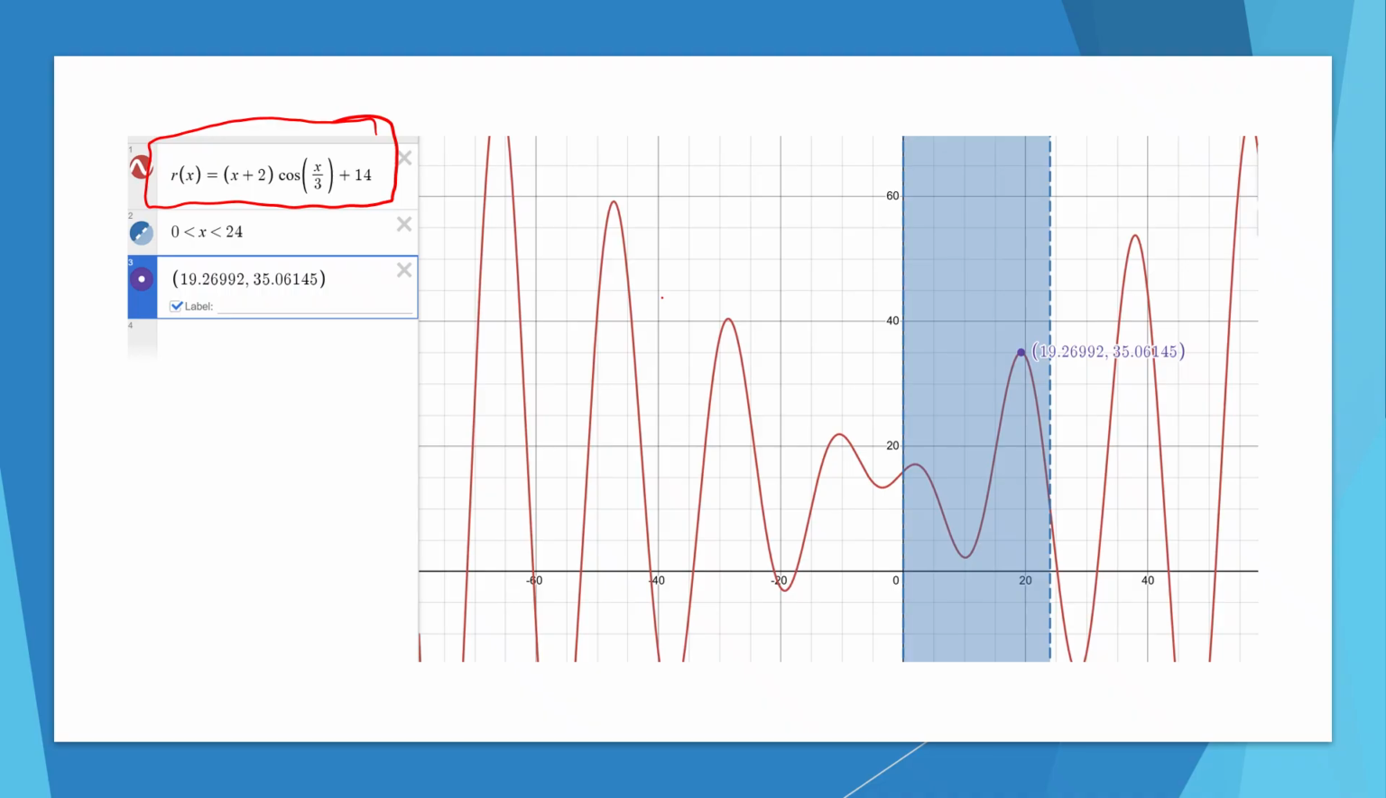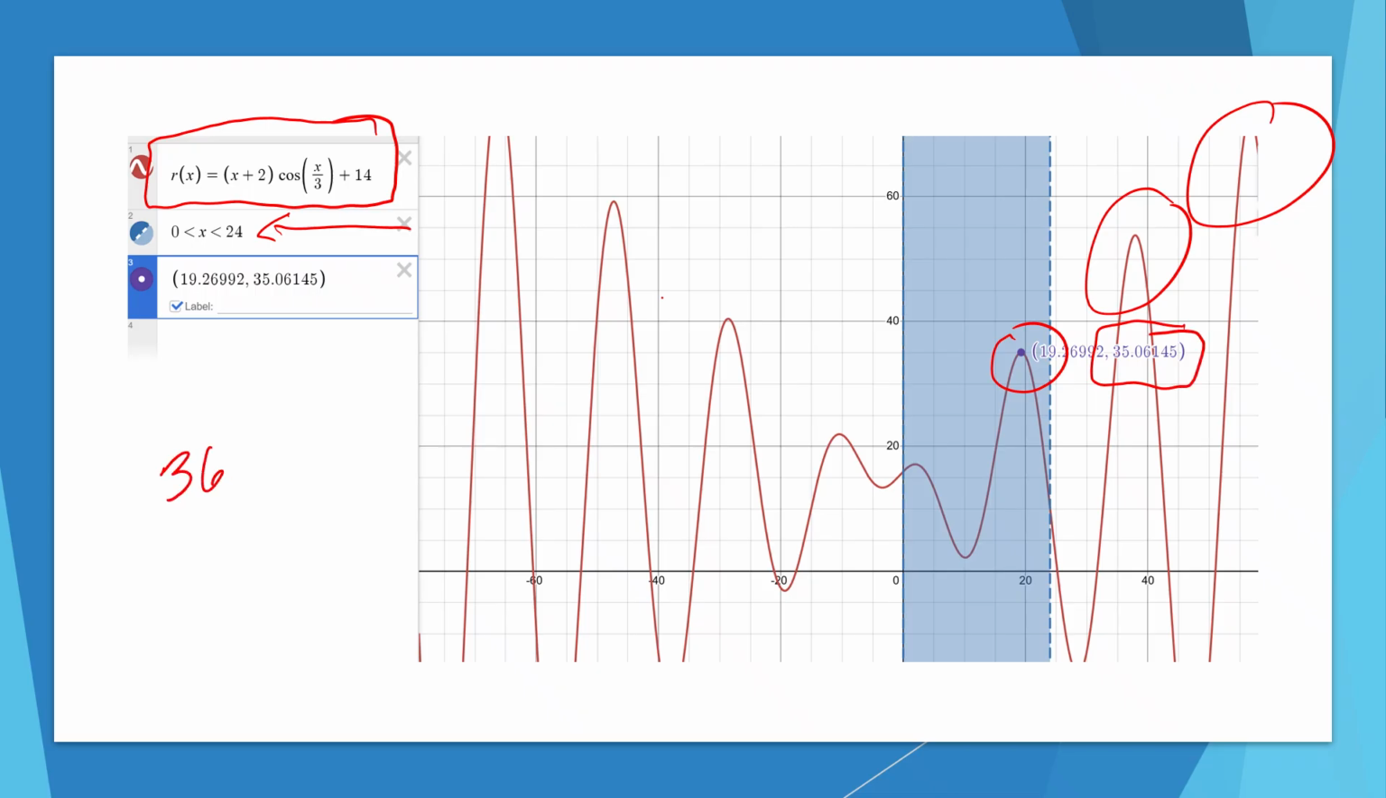And here we're only looking from 0 to 24. So this is very important as well because there's technically higher points outside of that, but we don't care. We're only looking in between those two lines. And then the highest point is going to be right here. So I hovered over it and clicked the point. And then we are only looking at the y value. So our answer should be 35.061, or B as the correct answer for example number 15.